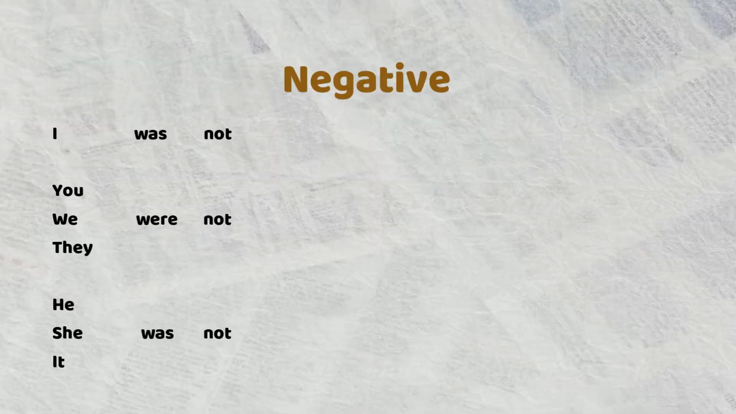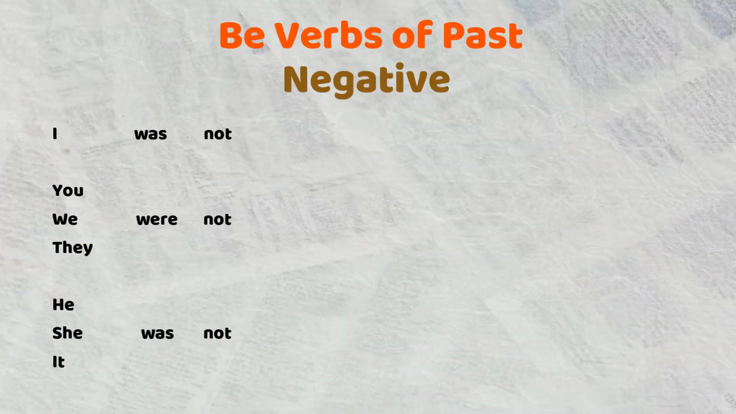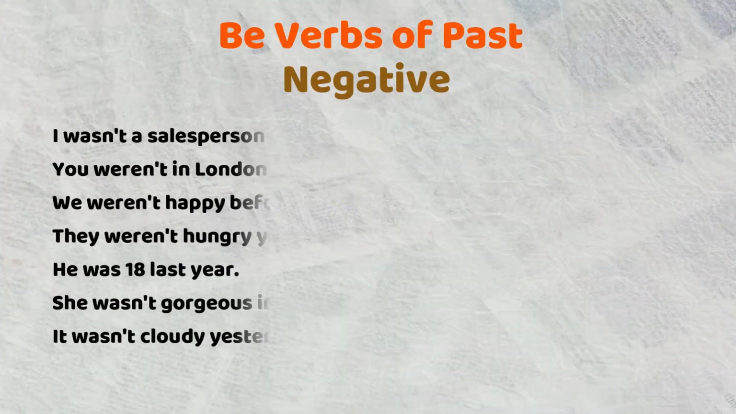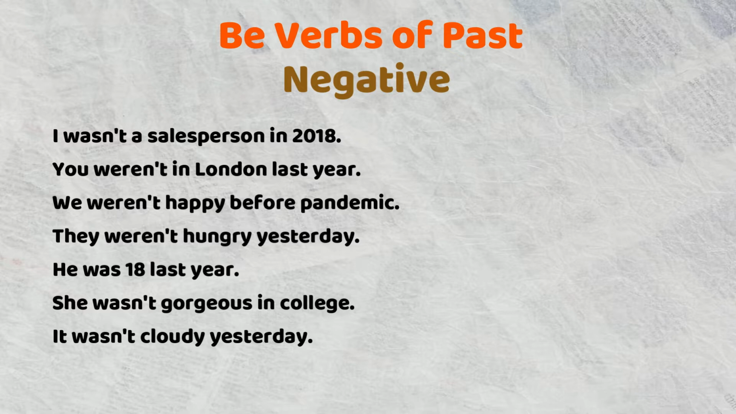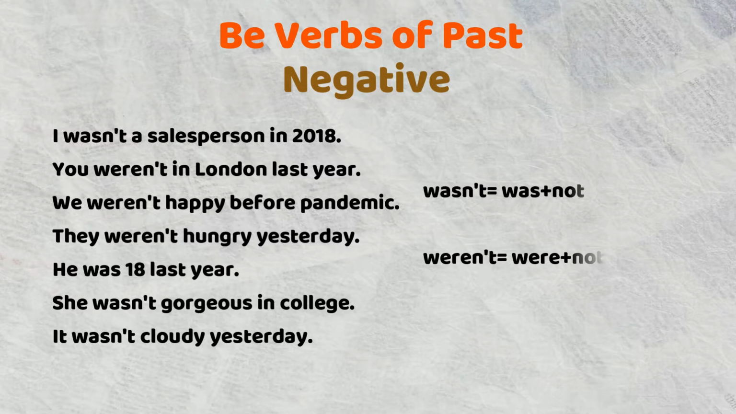We make the negative form by simply adding not to was or were. Like, for example, I wasn't a salesperson in 2018. You weren't in London last year. We weren't happy before pandemic. They weren't hungry yesterday. He wasn't 18 last year. She wasn't gorgeous in college. It wasn't cloudy yesterday. Here, wasn't is a short form of was plus not, and weren't is a short form of were plus not.